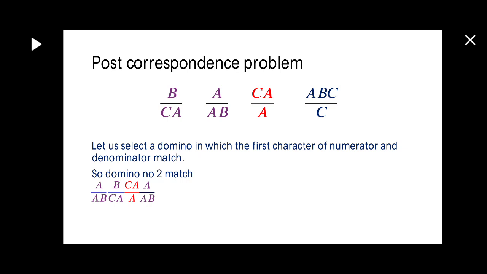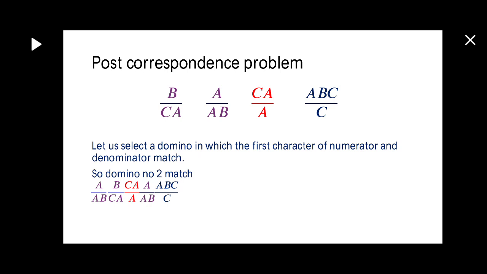When you have AB on the denominator, obviously in the numerator you should have AB. So which domino is having AB on the numerator here? We can see that domino number 4 is having AB on the numerator, isn't it? So when you select A, B, C and C, now obviously AB matches and C matches. Now you can see that the numerator and denominator have equal amount of string. Obviously there is a match.